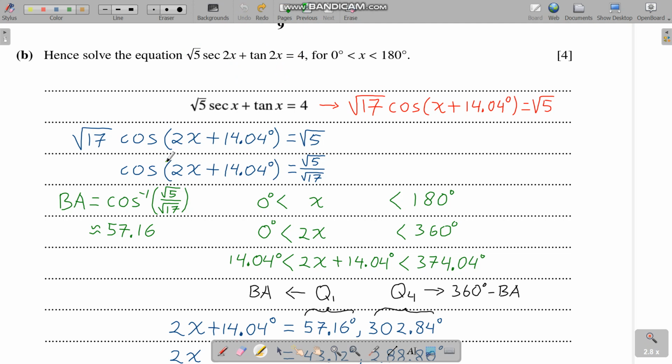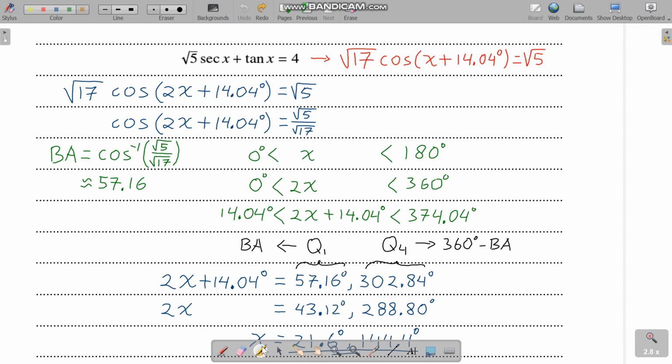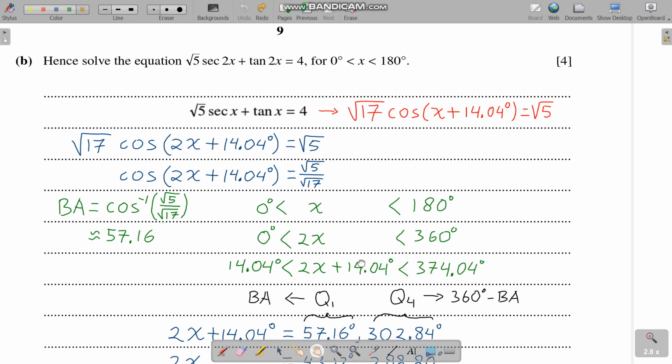So we divide both sides by root 17, and now we find the base angle. So the base angle is using inverse cos. We have to make sure we use something positive here to get the base angle in quadrant 1. Now if we look at the domain in the question, it says from 0 to 180. Since the angle we are dealing with is not just x, we have to modify the domain. So multiply by 2, and then plus 14.04. So this is the actual domain we are using here.